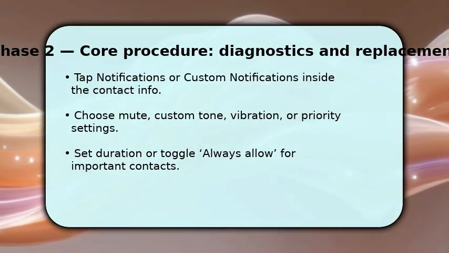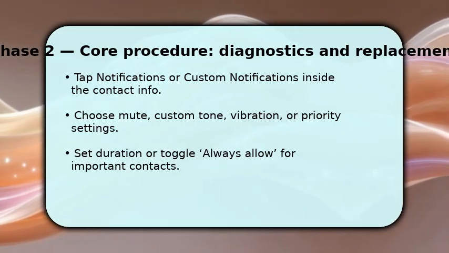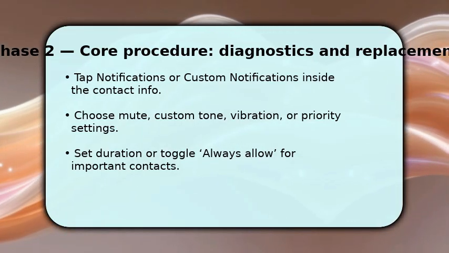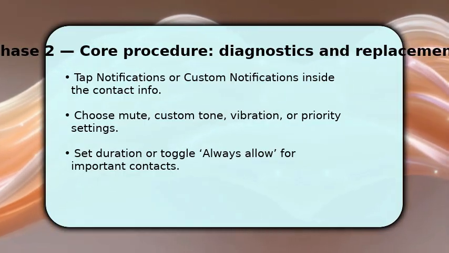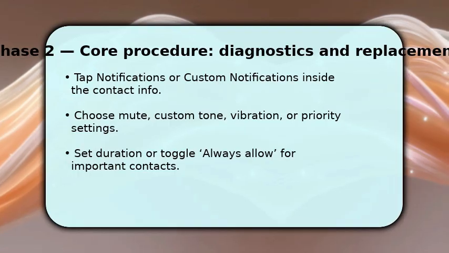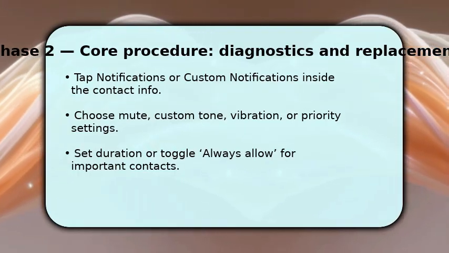If you mute, set a duration: 1 hour, 8 hours, or until you turn it back on. If you pick a custom tone, it helps you identify them instantly. Make sure to save or confirm changes, otherwise the app may revert to global defaults.